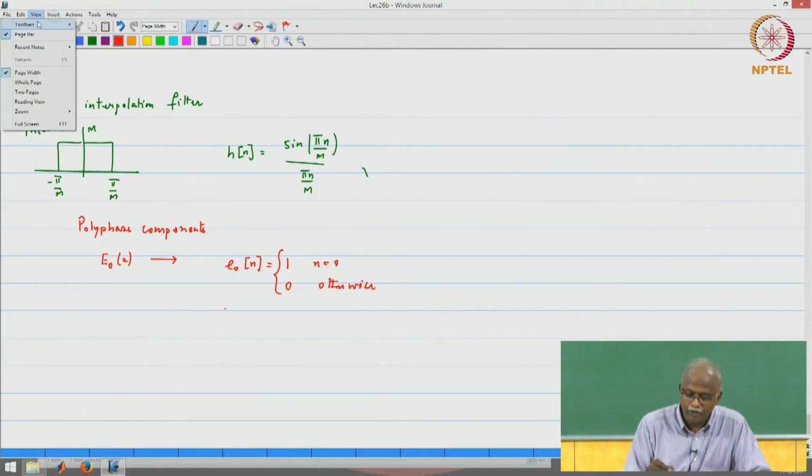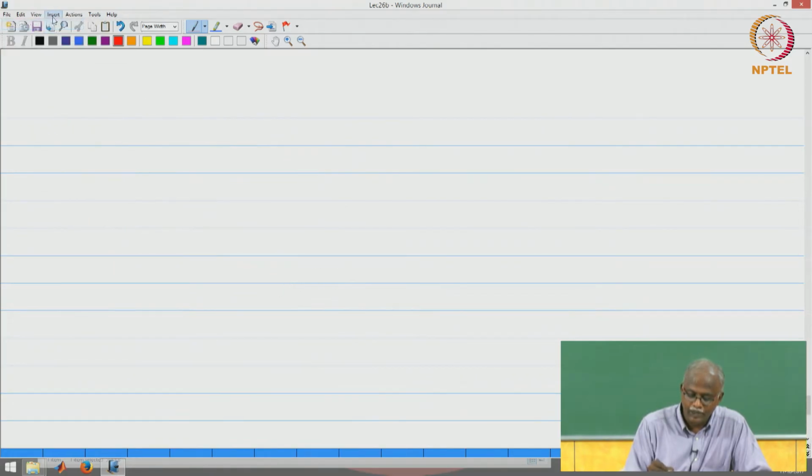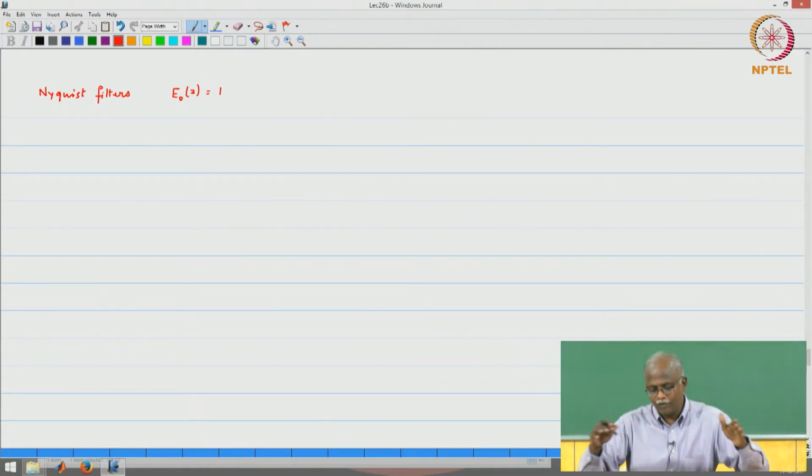Okay. Now very quickly let us run through the other concepts and build on that. So we looked at the context of Nyquist filters. These are usually involved in interpolation or decimation. So we made the observation that when you have a Nyquist filter which is used for example for interpolation by a factor of M, then we saw that the 0th polyphase component had only one non-zero coefficient. Basically if you view it as a 0 phase filter, okay.